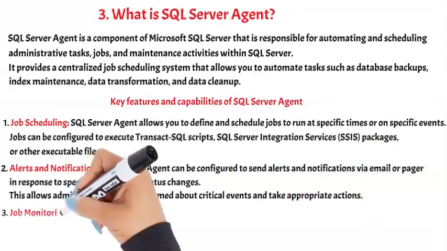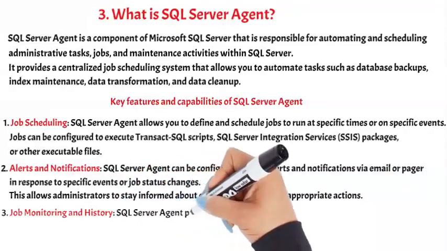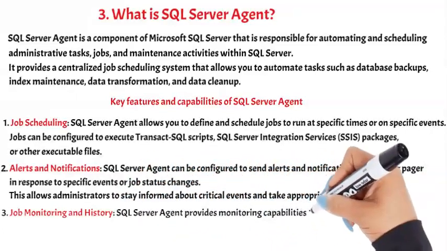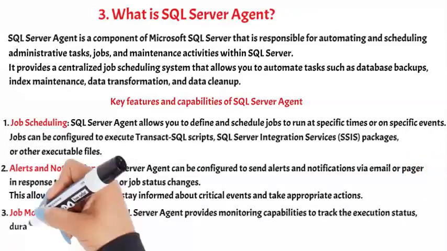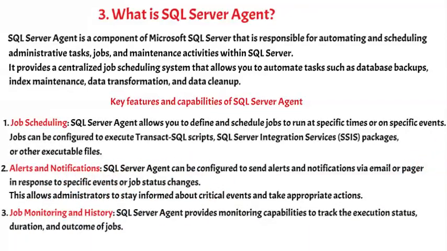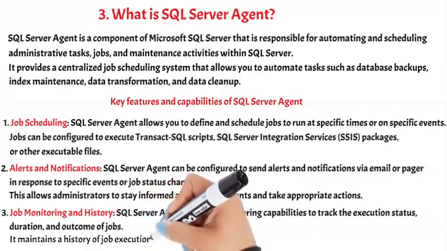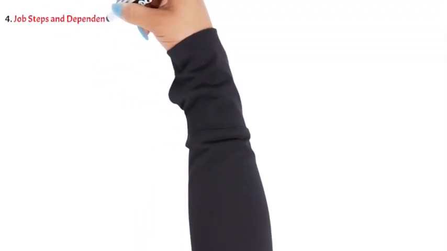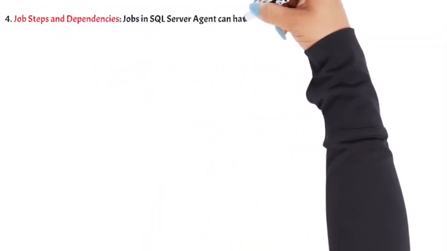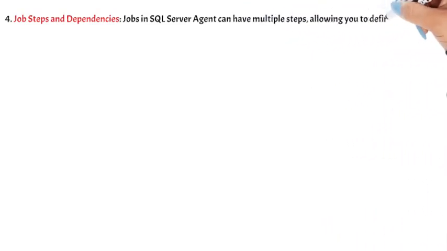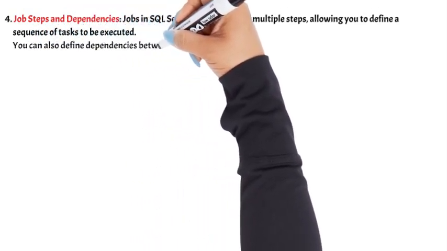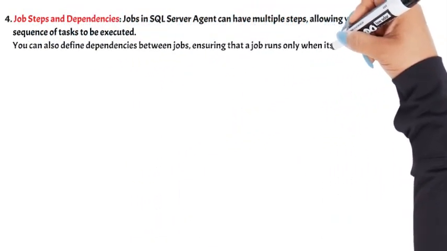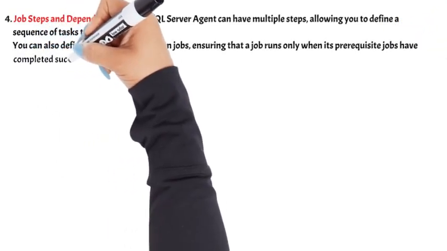3. Job monitoring and history. SQL Server Agent provides monitoring capabilities to track the execution status, duration, and outcome of jobs. It maintains a history of job execution, including success, failure, and other relevant details. 4. Job steps and dependencies. Jobs in SQL Server Agent can have multiple steps, allowing you to define a sequence of tasks to be executed. You can also define dependencies between jobs, ensuring that a job runs only when its prerequisite jobs have completed successfully.